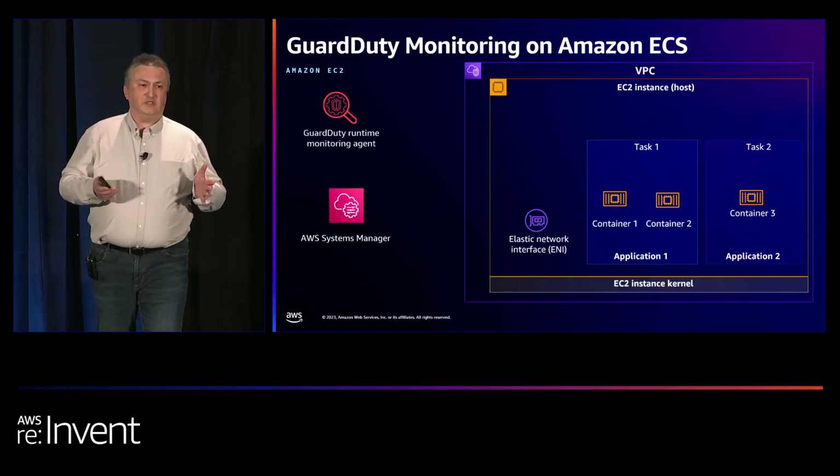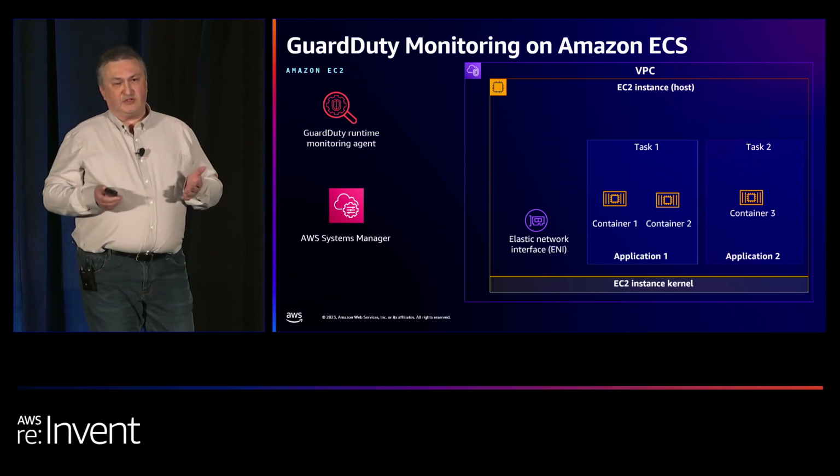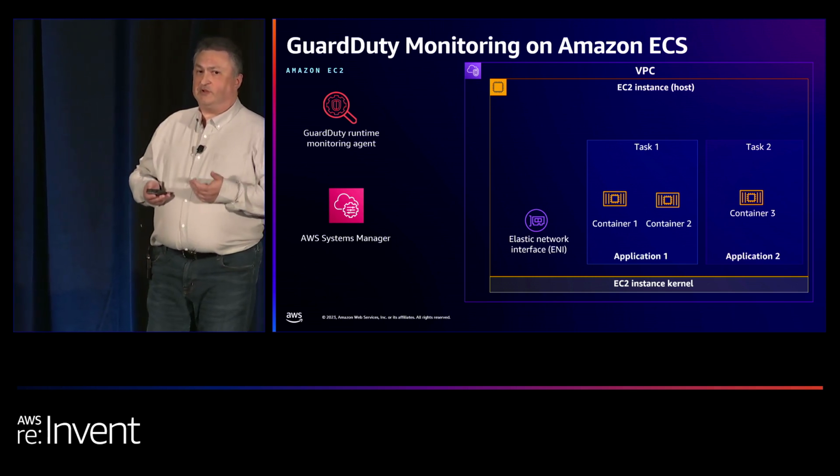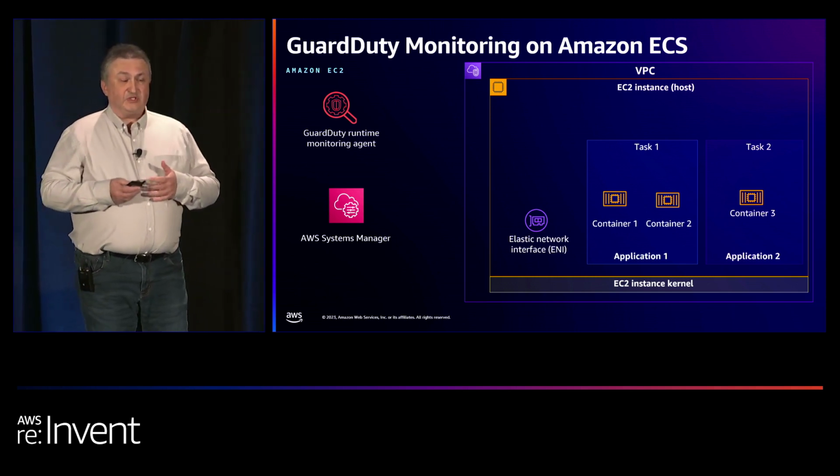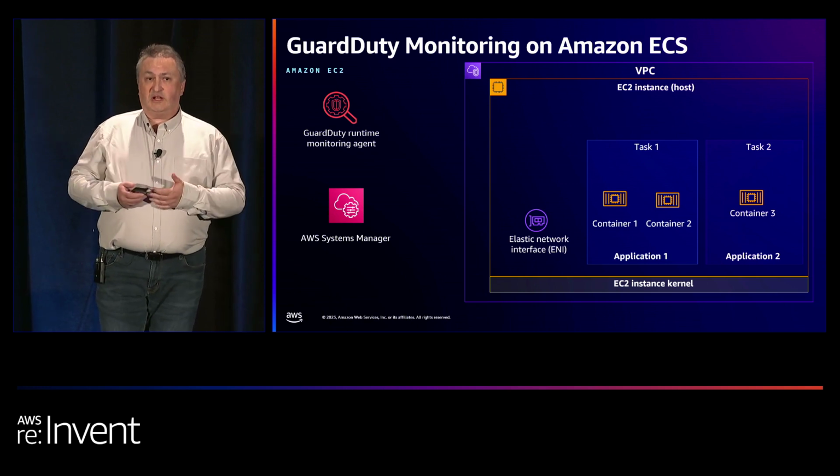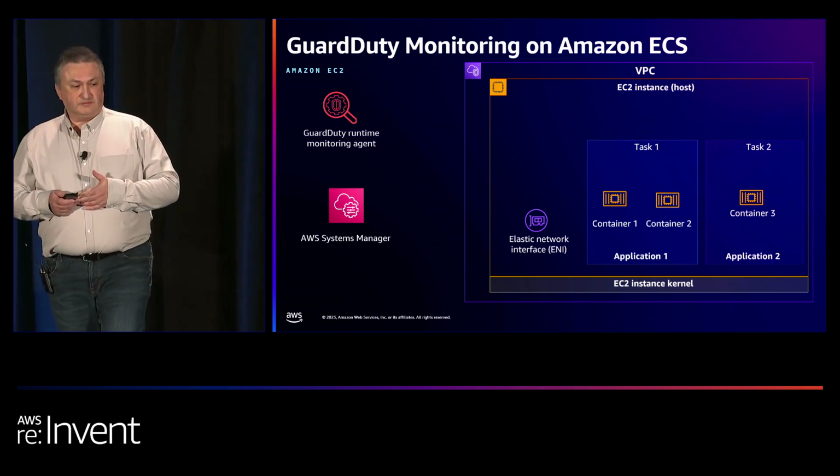So to go a little bit more on the ECS side of this, I will hand it back over to Spiros. Thanks, Ryan. So let's take a closer look at how all of this works. At the center piece of this is the implementation of a lightweight GuardDuty runtime monitoring agent, which we deploy on either managed EC2 or on Fargate.